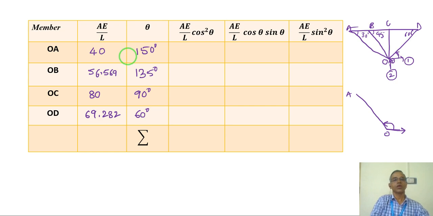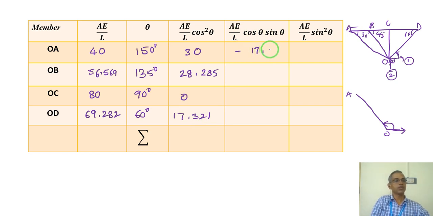Now, AE by L is already worked out. Simply multiplying by cos square theta, we get the values here. This is 30, and here 28.285, and here is 0 because cos 90 is 0, and this is 17.321. Here for cos theta sin theta we get minus 17.321, minus 28.285, and this is 0 and this is 30.